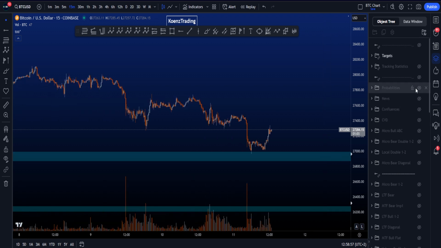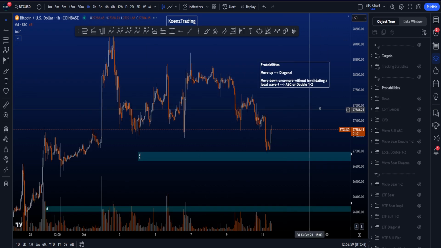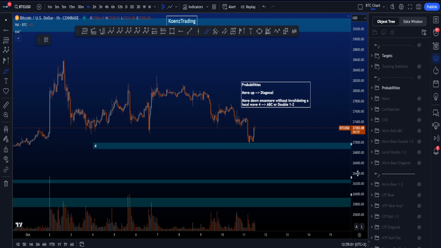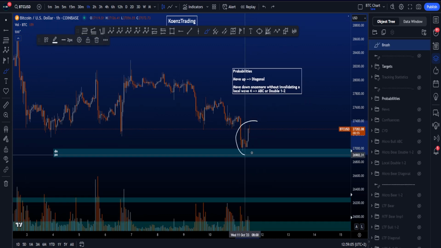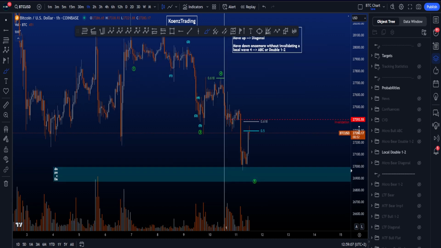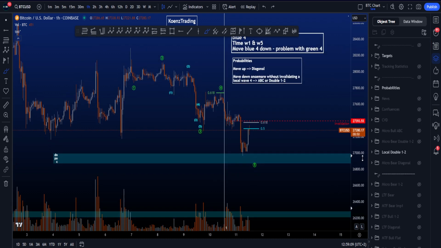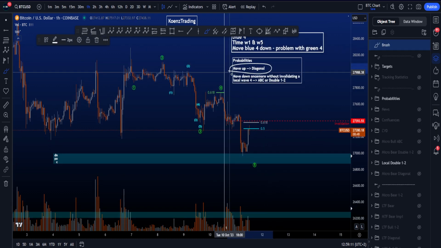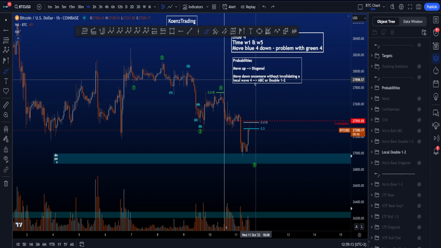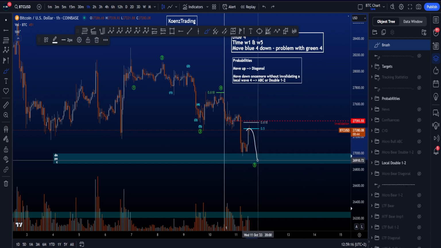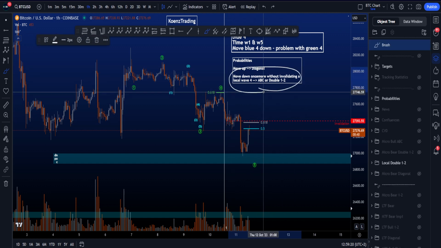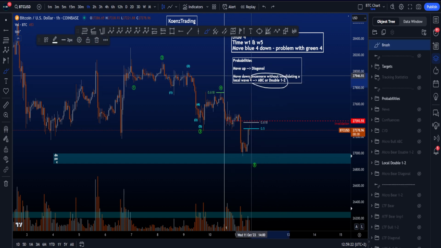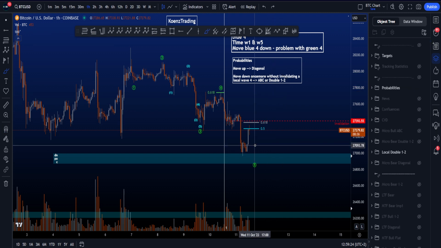Central European time. And then finally, the probabilities of the different scenarios is as follows. If price moves towards the upside and invalidates a potential wave 4 over here, meaning we're going to hit 27.4K, the probabilities for a diagonal are increasing. If price can manage to move down first before moving up, then we have to think about potentially an ABC or still the double 1, 2.